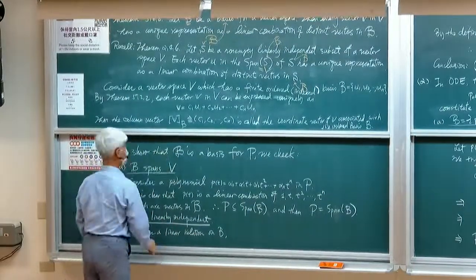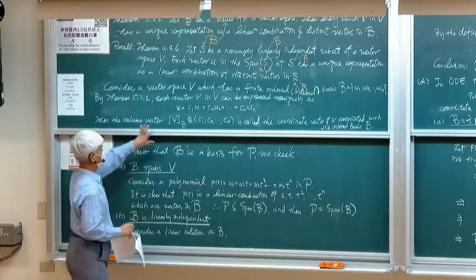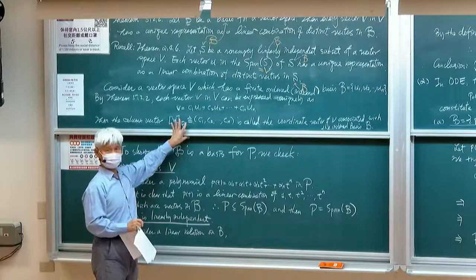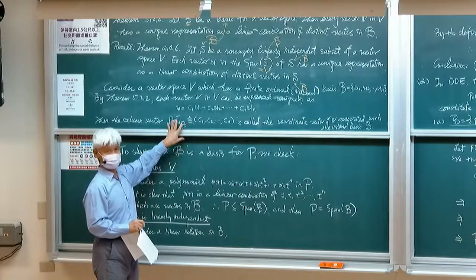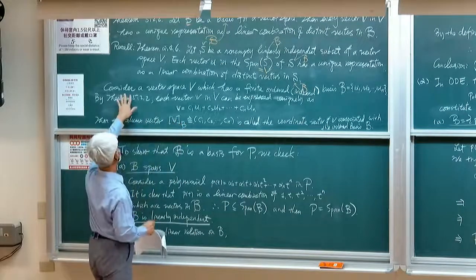So this column vector is unique for each vector v.